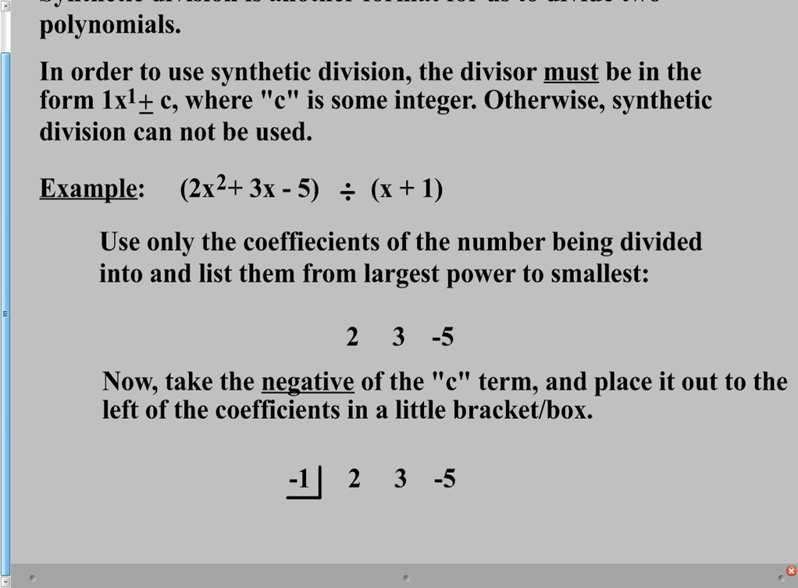When we set up our structure, all we need for synthetic division is the coefficients, like you see down at the bottom of the screen. And the only real catch is when we put a number out here in the box, this is our divisor, we are going to reverse his sign from the problem.